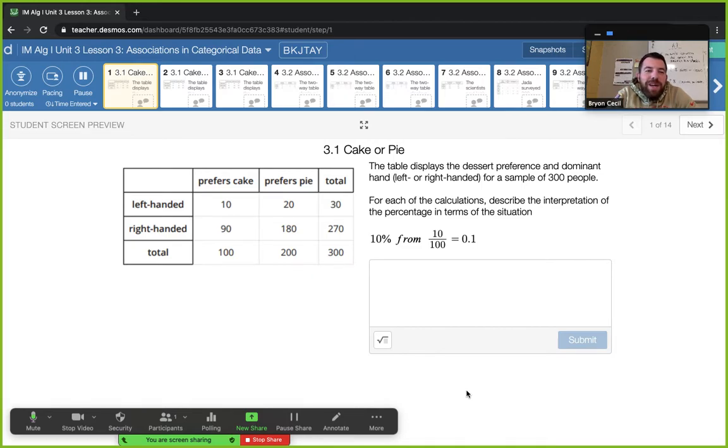Good morning, everybody. This is Unit 3, Lesson 3, Associations in Categorical Data. Today we're going to be looking at just a quick lesson to see if we can see some associations when looking at tables. You shouldn't need any tech today other than just the Desmos activity, and hopefully after we explain this, you should have a good understanding of the topic.